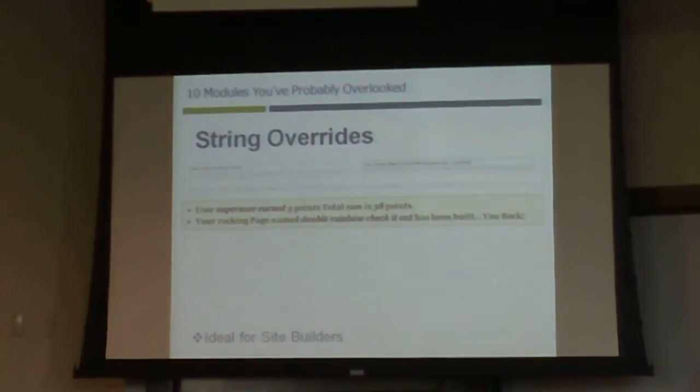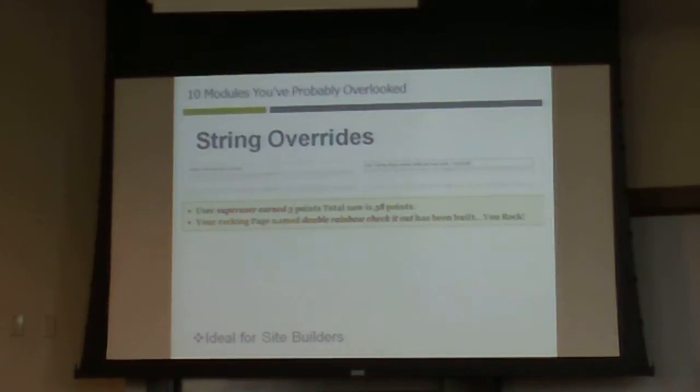All right. So what you'll see here is that I found a T function within the site. Normally it'll say, hey, this page of whatever your title is has been created, and you can see that up there. Then you can replace that with, hey, your rocking page named title has been built. You rock. So as that is created, your rocking page named Double Rainbow Check It Out has been built. You rock. So you can customize some of these things.